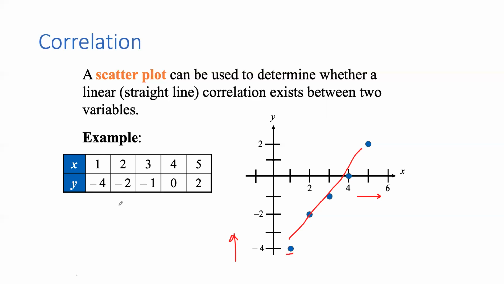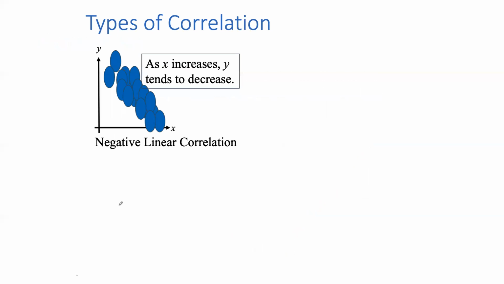There might be some level of quote unquote linear correlation between these two variables. Okay, so we'll talk about different types of correlation. The first one is what we call negative linear correlation. So what is negative linear correlation? If you look at this line, if I try to fit a line through that, it looks like this.